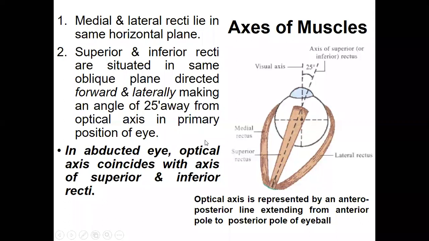In the abducted eye, the optical axis, so this one is the optical axis, coincides with the axis of superior and inferior recti. So when the eye is abducted, this anterior pole will be here. So this 25 degrees we will not get. The anterior pole of the eye will be in the direction of superior and inferior muscles.